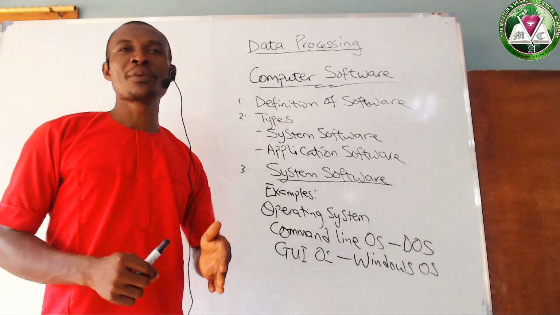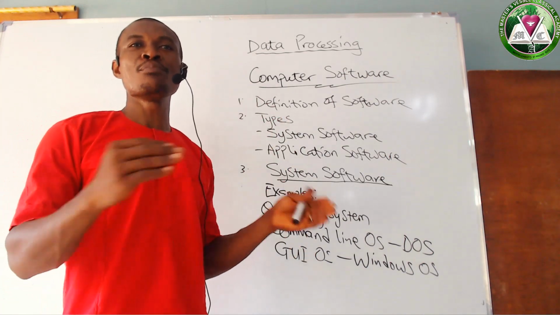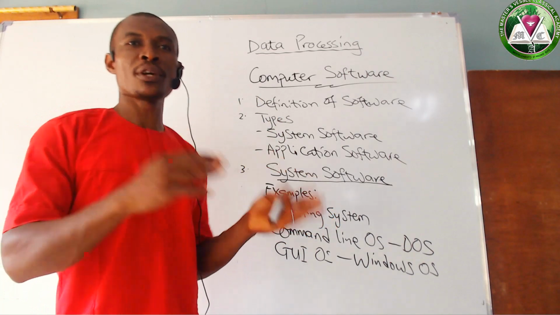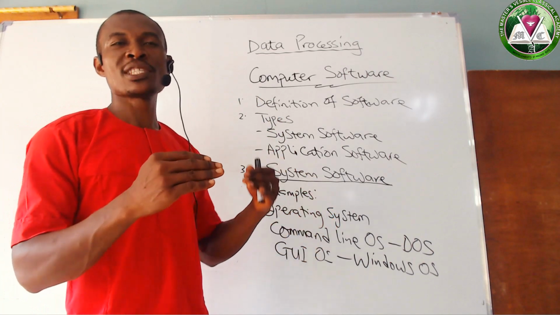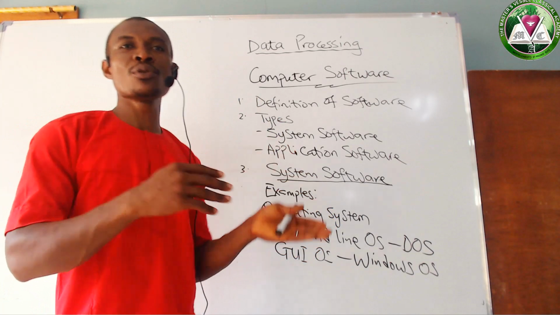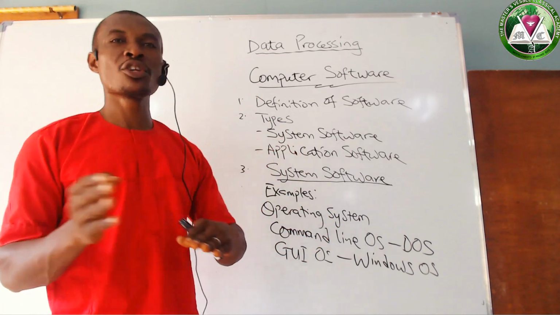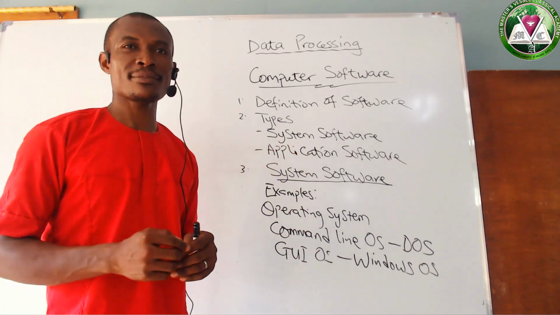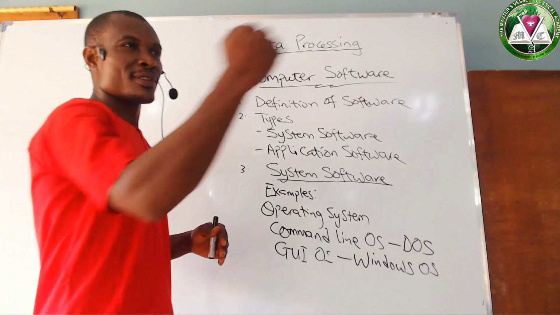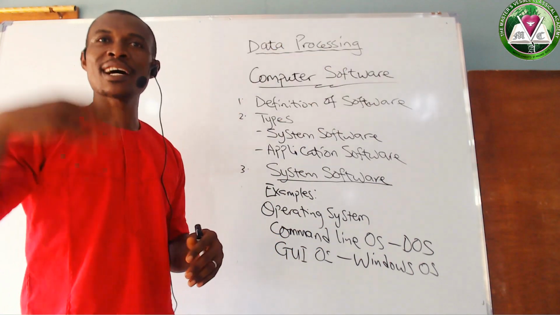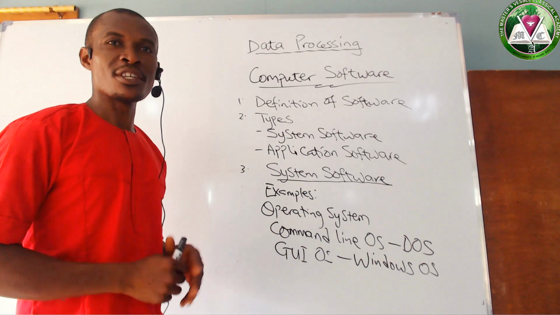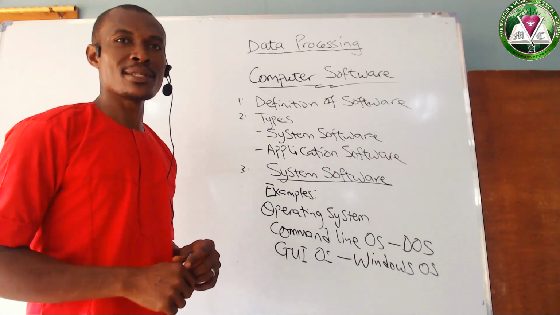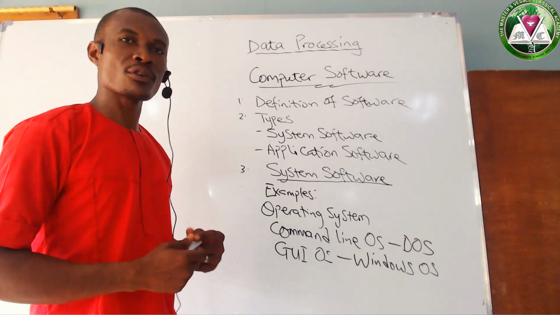Another function of the operating system is input-output operation. The operating system controls the input and output operation of the computer system. The input of data and output of information is being controlled by the operating system. There are so many other functions.